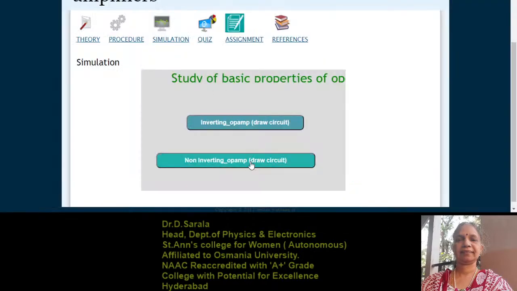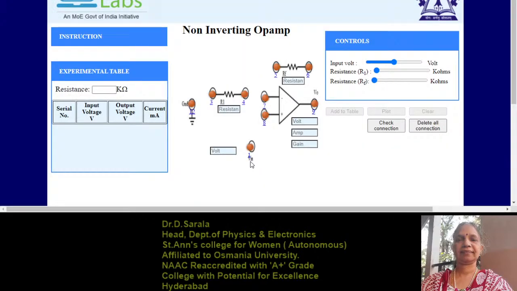Similarly, let me take up non-inverting amplifier. Now the gain is similar, the same experiment. Only thing is now the gain is 1 plus RF by RA. The inverting terminal is given through the resistance to the ground, and the input voltage is applied to the non-inverting terminal. The feedback resistance is connected here. So once again, check connection. It says it's a right connection, and you have to change these voltages.